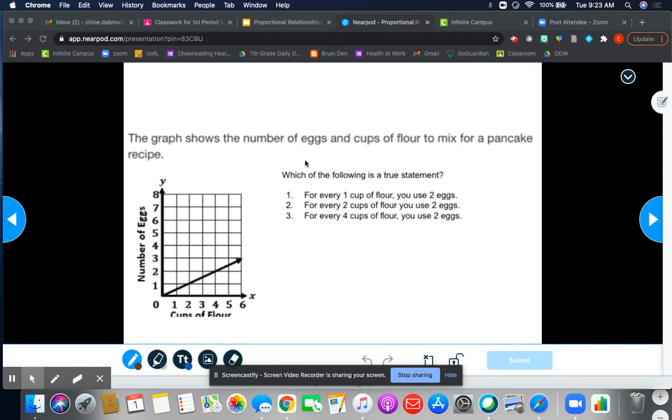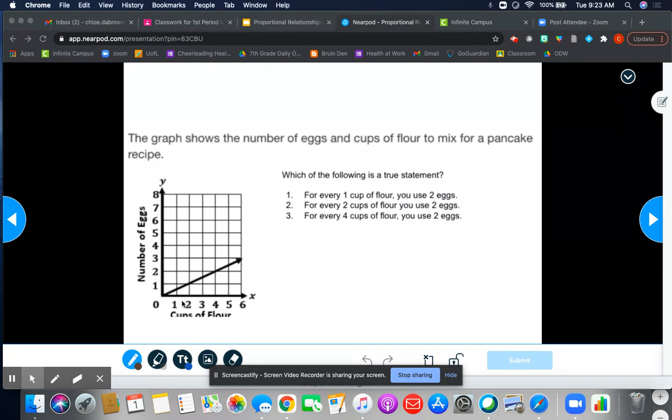So for this first question, we want to know which of the following is a true statement. If I was solving this, I would just go through each sentence and figure out if it's true. So for every 1 cup of flour, you use 2 eggs. If I go over here to 1 cup, go up to 2 eggs, the line is not at this point, so that is not true.